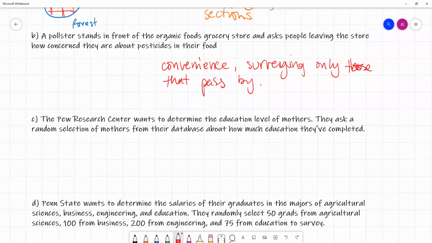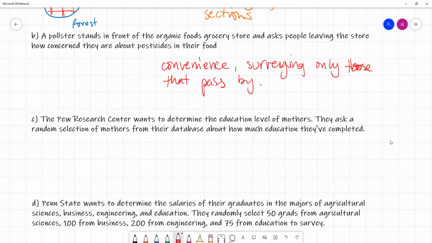C, the Pew Research Center wants to determine the education level of mothers. They ask a random selection of mothers from their database about how much education they've completed. Okay, so let's think about this one. There's really not much details. They're not telling us that they're dividing the mothers into groups. It's definitely not convenience because they're not standing out somewhere surveying the mothers as they come and go. They have a database of these mothers and they're just randomly selecting from them to include in their sample.